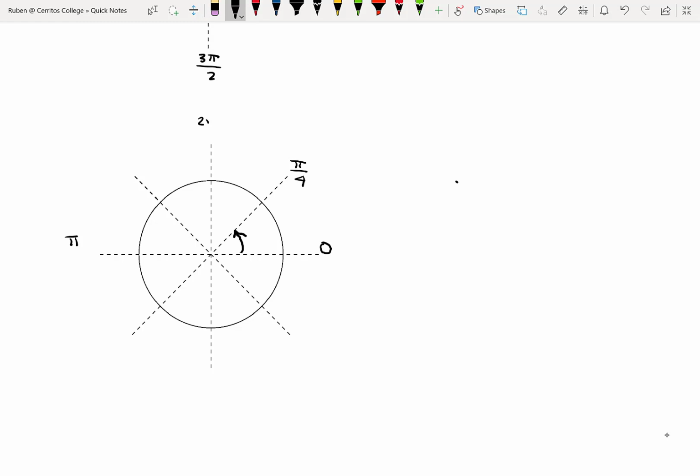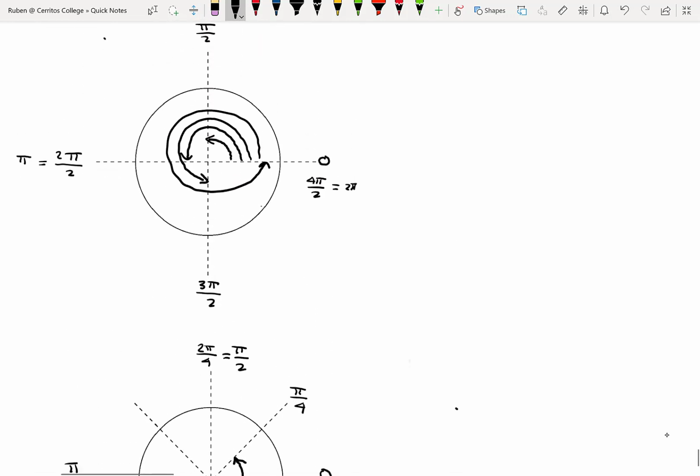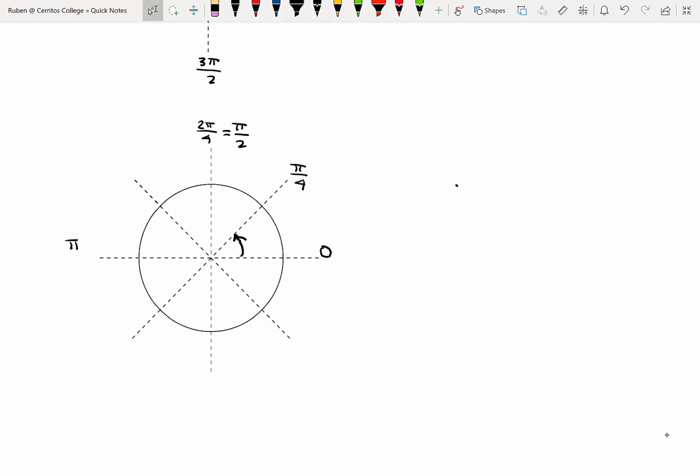2 pi divided by 4 would be another 1 pi over 4 added to that. But 2 pi over 4 reduces to pi over 2, which we mentioned is an earlier angle. If I add another pi over 4 to 2 pi over 4, I get 3 pi over 4. So 1 pi over 4, 2 pi over 4, 3 pi over 4, 4 pi over 4 reduces to pi.